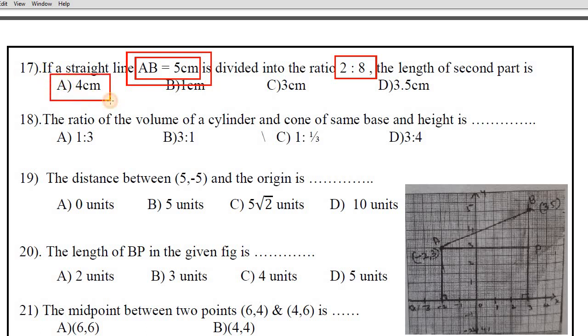Hence here the correct option is 4 centimeter. Otherwise, if you wanted to calculate, you wanted to find the sum of this. So 2 plus 8 is 10. So the first part you wanted to take 2 by 10 into 5.